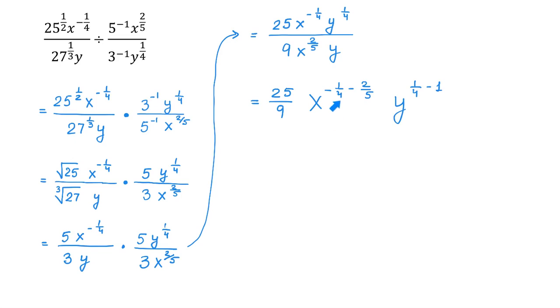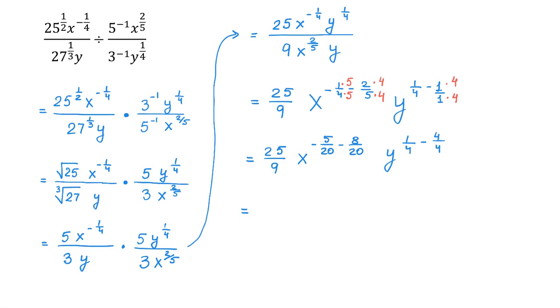In the exponents for x, the least common denominator will be 20. Therefore, in the first fraction, we will multiply the top and the bottom by 5, and in the second fraction, we will multiply the top and the bottom by 4. In the exponents for y, let's write 1 as 1 over 1. Then, to get the same denominator, we will multiply the top and the bottom by 4. Then we will have 25 over 9 x, and in the exponent we will have negative 5 over 20 minus 8 over 20. Then let's bring down y, and the exponent will be 1 over 4 minus 4 over 4.